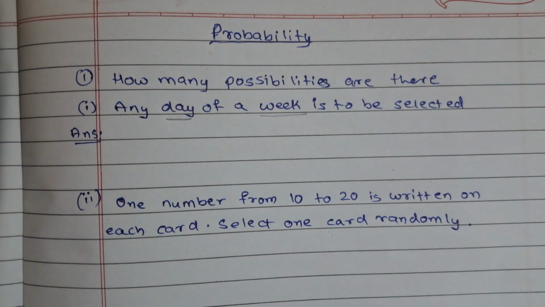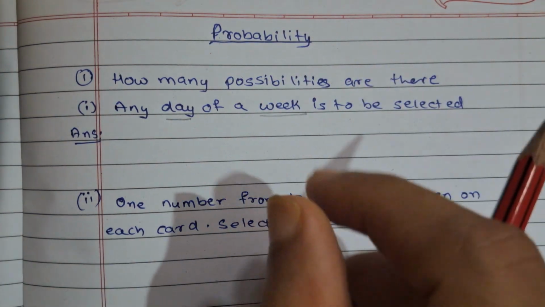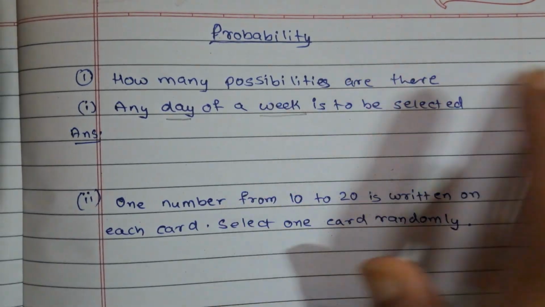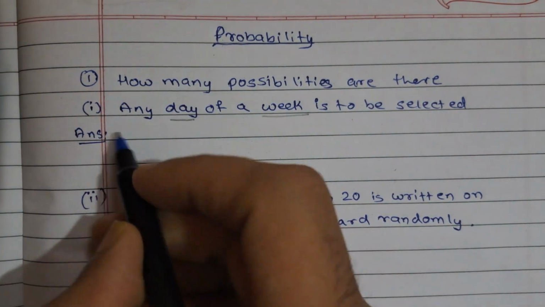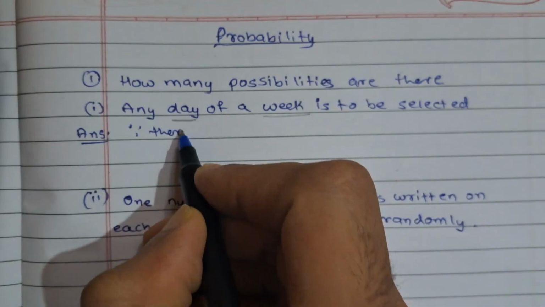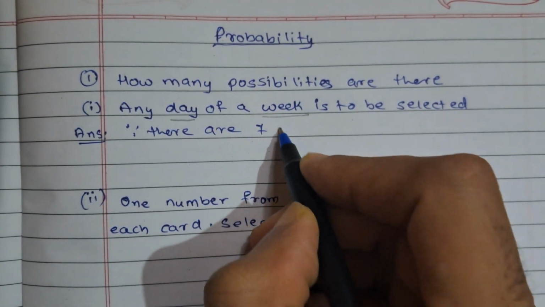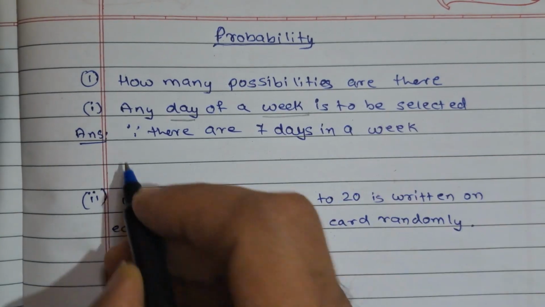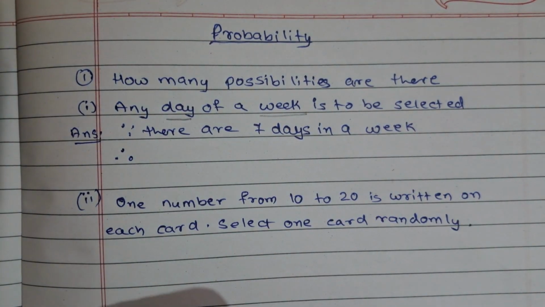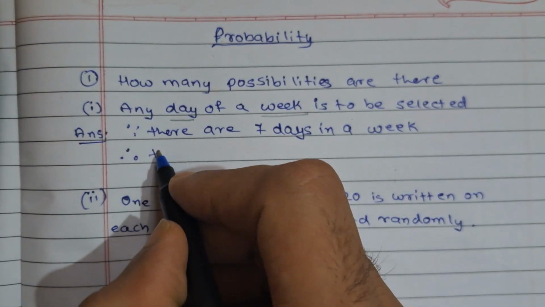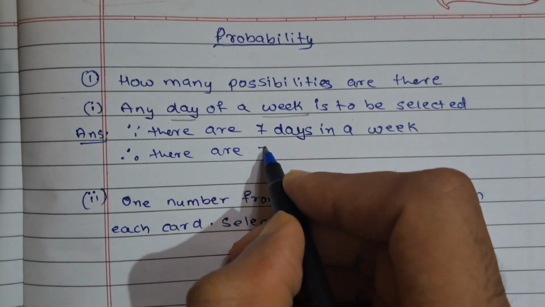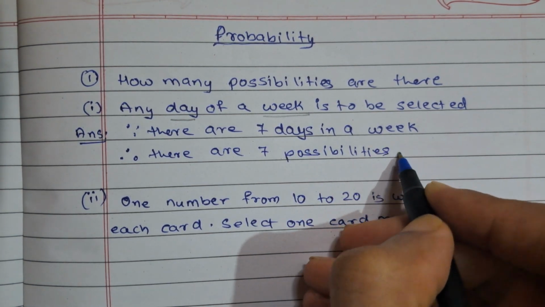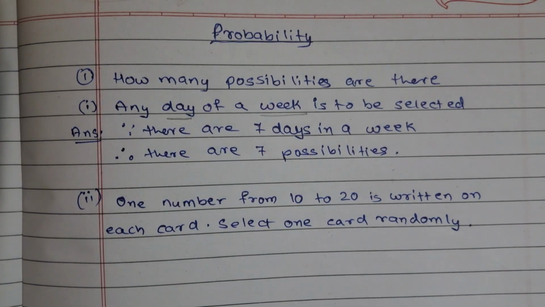So the maximum number of possibilities is 7, isn't it? Sunday, Monday, Tuesday, Wednesday, Thursday, Friday, Saturday. Other than these options, there is no other option left out, right? So that means we will say since there are 7 days in a week, therefore in this case how many possibilities will be there? Just 7 possibilities. So we will say there are 7 possibilities. Simple as that. Let's see the next sum.